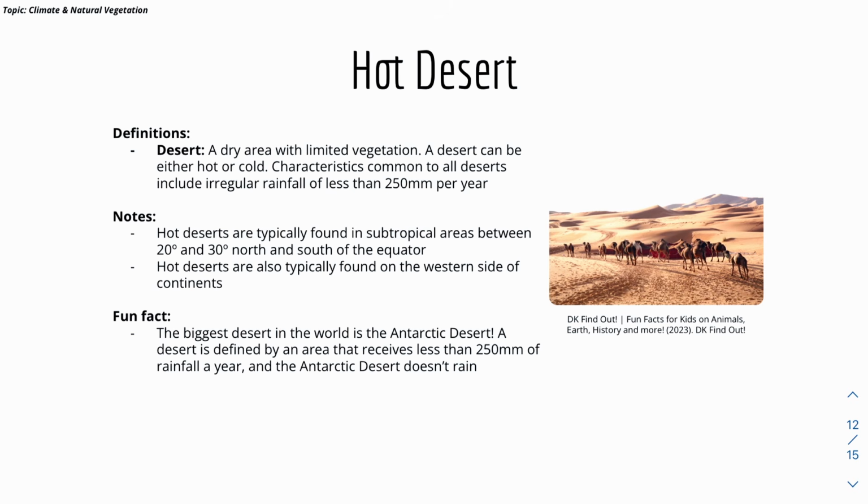And hot deserts are typically found in the subtropical areas between 20 degrees and 30 degrees north and south of the equator. And they are typically found on the western side of continents, as I mentioned. And as I mentioned, the Antarctic Desert right here.